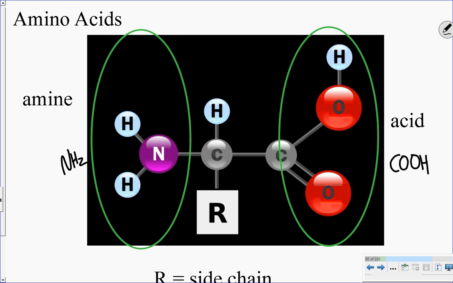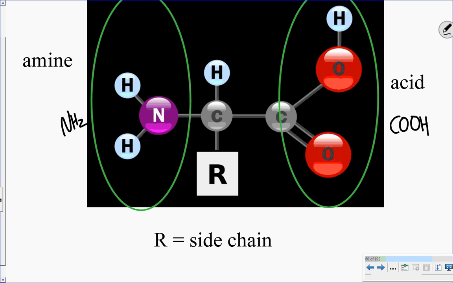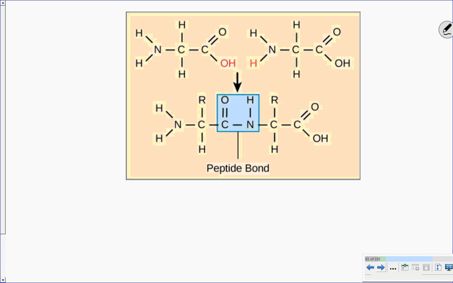The R side chain is where the variety in the amino acids comes in, which allows them to do different jobs. When you actually string these together and form a peptide bond, by stringing two amino acids together, one from the amine end, one from the acid end, this is when you now create an amide molecule where you have that double bonded O and you have that nitrogen.